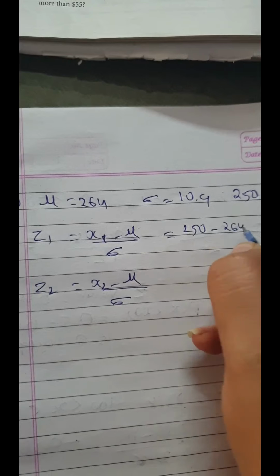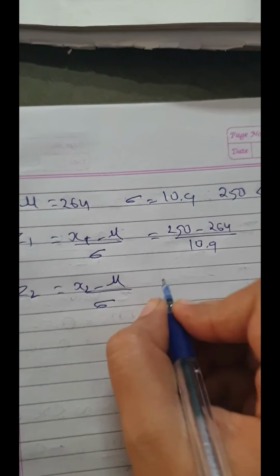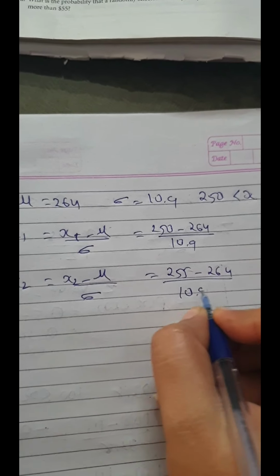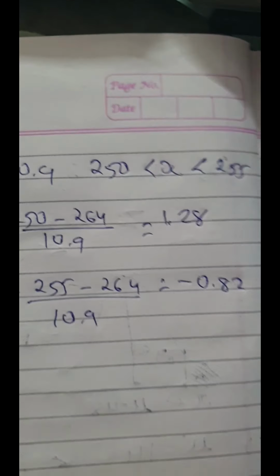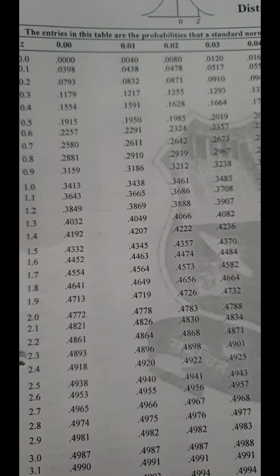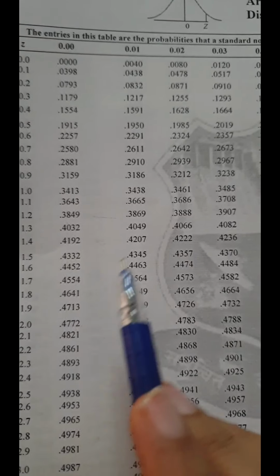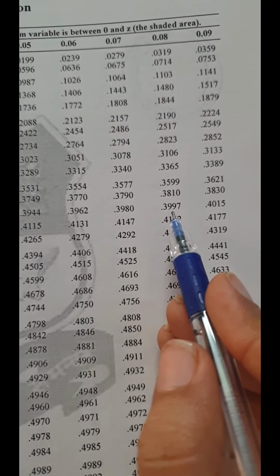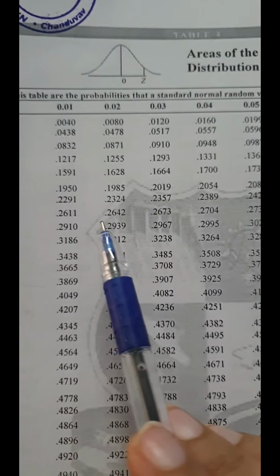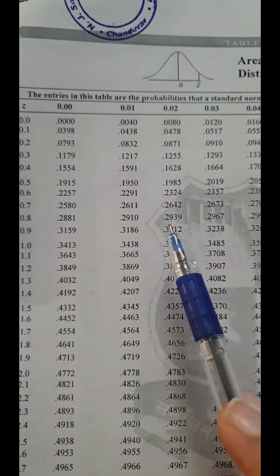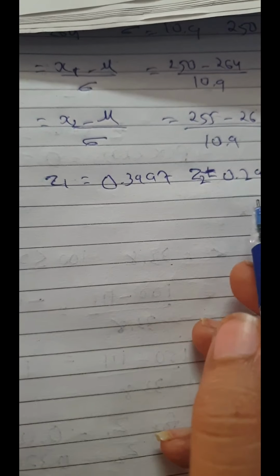250 minus 264 divided by 10.9 and 255 minus 264 upon 10.9. So these are my values, 1.28 and minus 0.82. Again on page number 794, for 1.28 the value is 0.3997 and for 0.82 the value is 0.2939. So this is my z1 and z2.